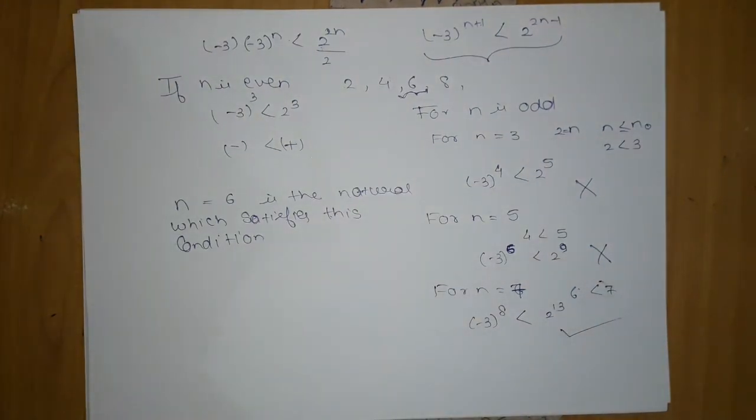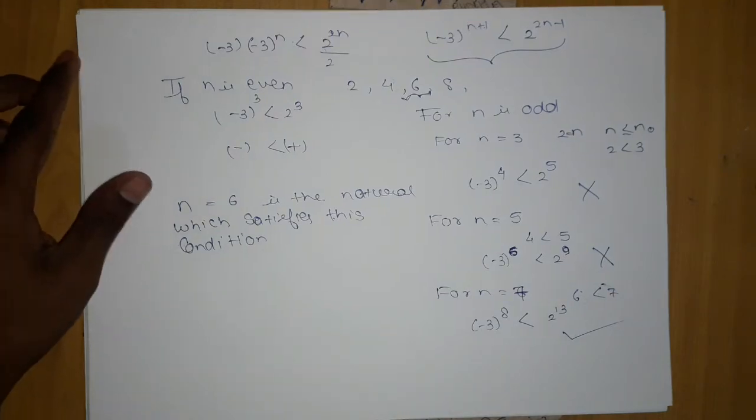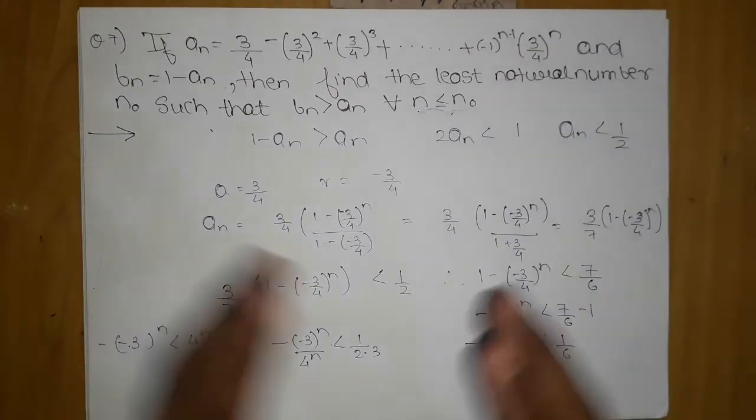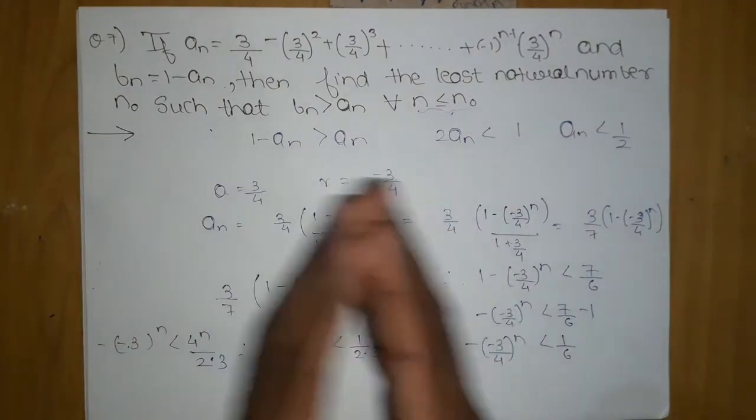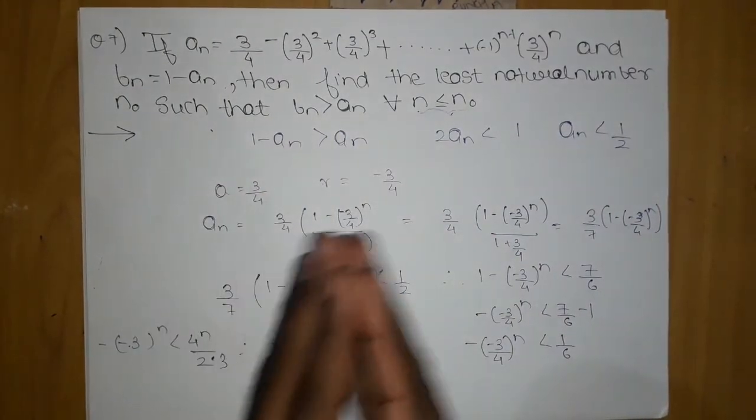That's why you may not be able to understand it, but if you practice 2 to 3 times, let me teach you again the whole thing. They have given some a_n series, and some b_n, with a relation between a_n and b_n: b_n is equal to 1 minus a_n.